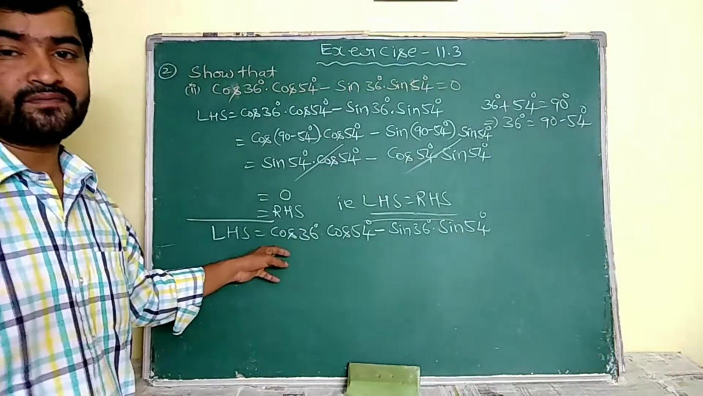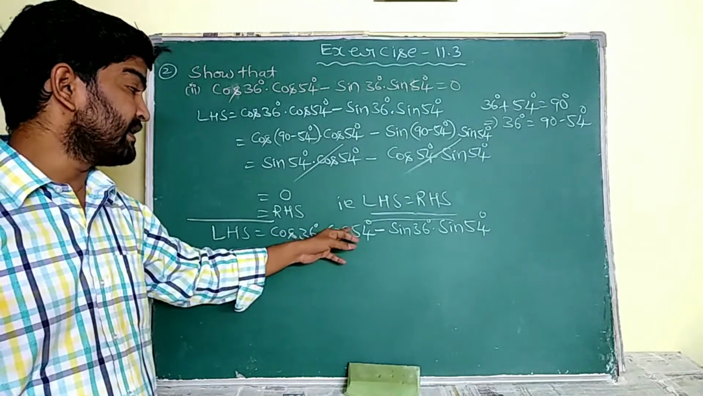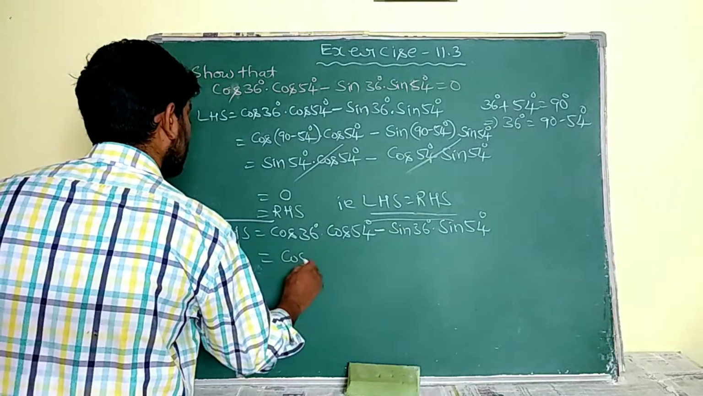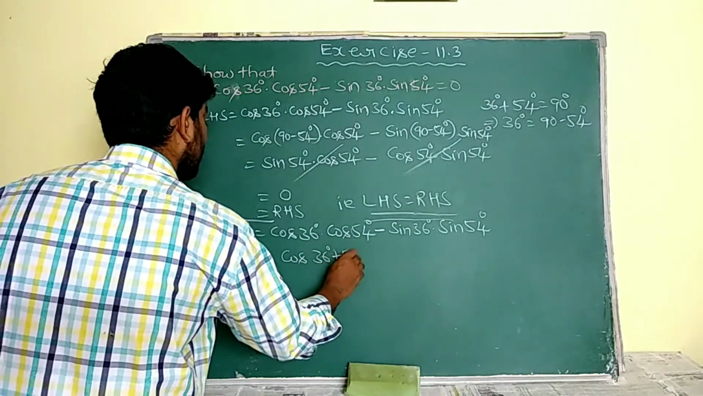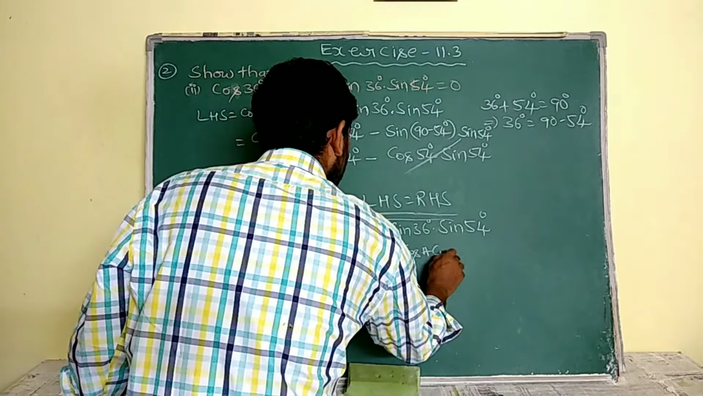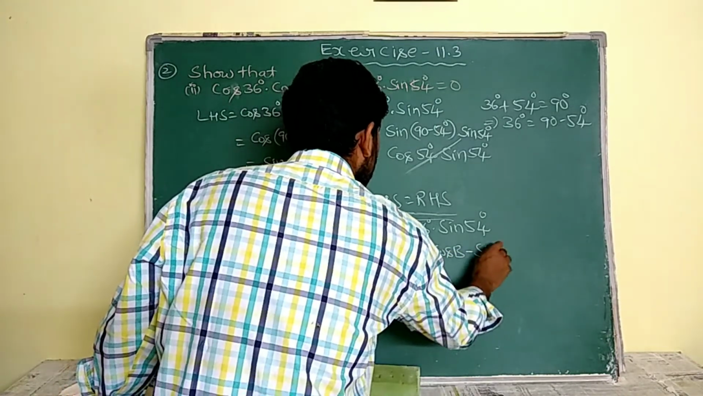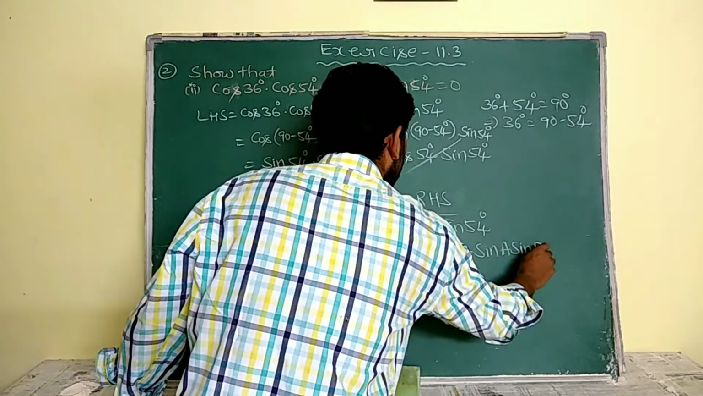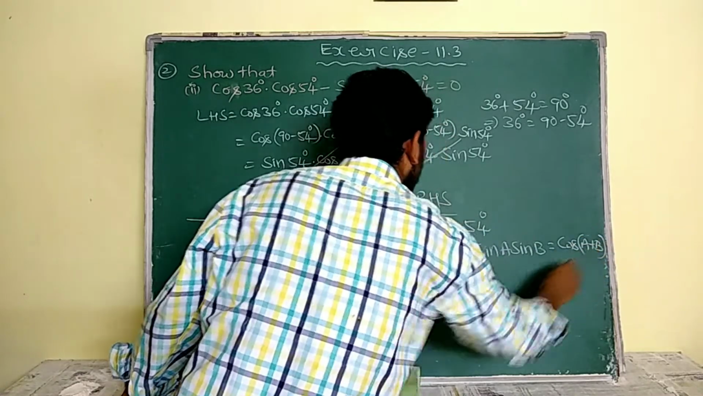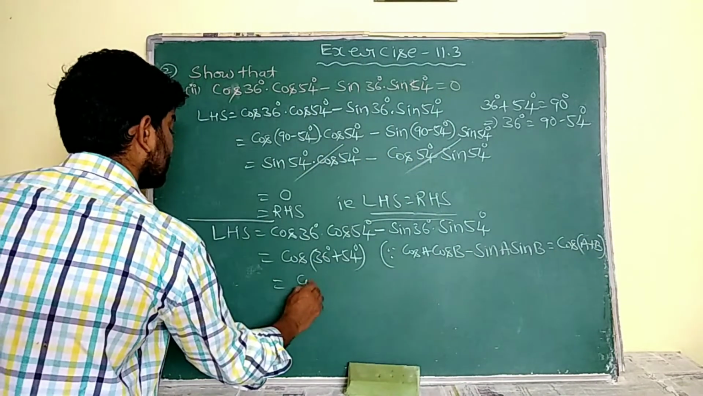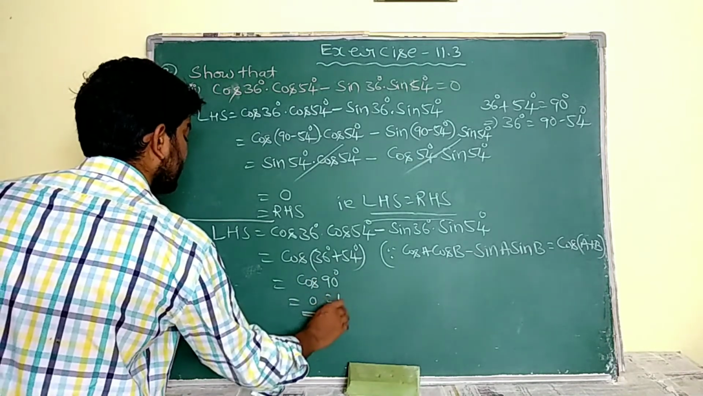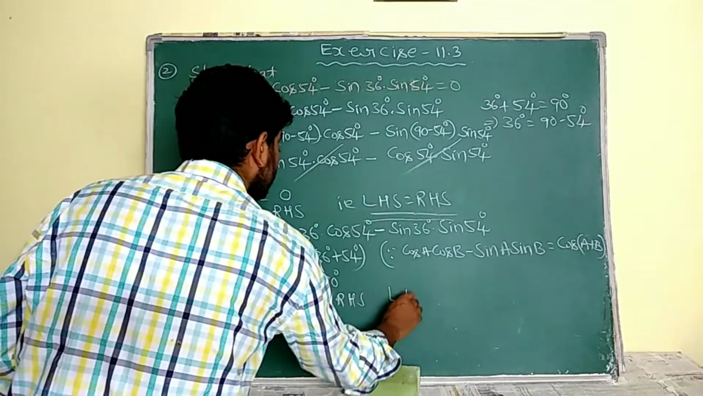See, it is like a formula: cos A cos B minus sin A sin B. We know that its formula is cos(A plus B). That is cos(36 degrees plus 54 degrees). Why? Because if you write the formula, cos A cos B minus sin A sin B, it gives cos of A plus B. By using that formula, I may write like this. This is cos 90. Okay, now we know that cos 90 is 0. Okay, that is our RHS. You may write like this also.